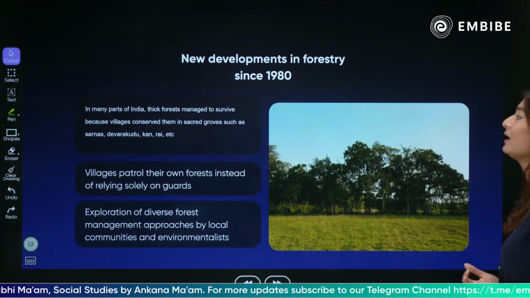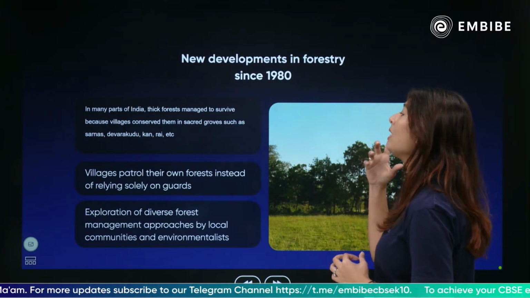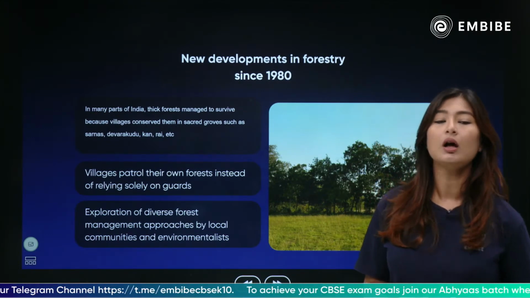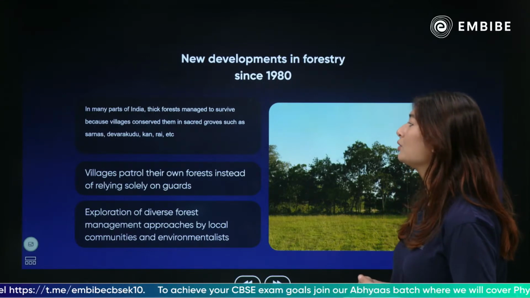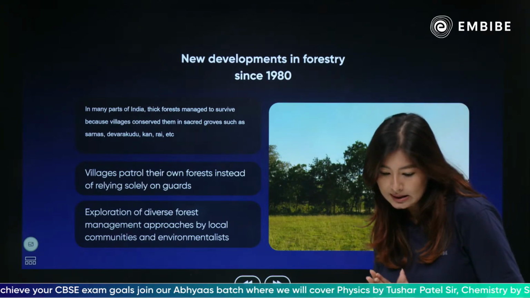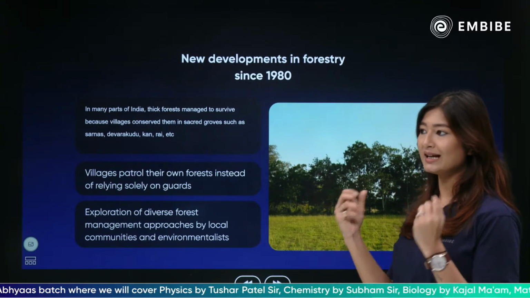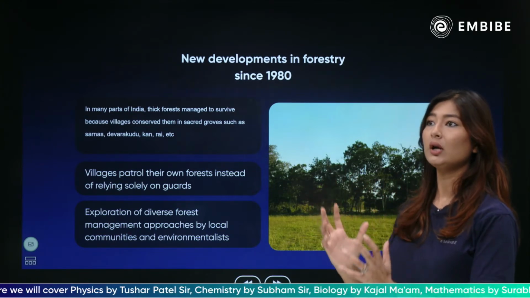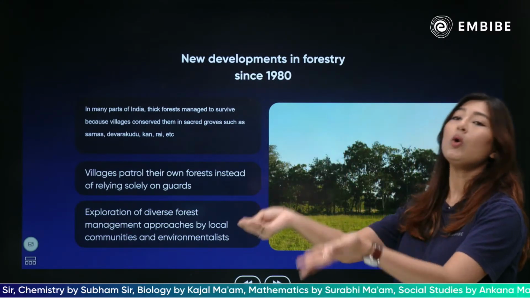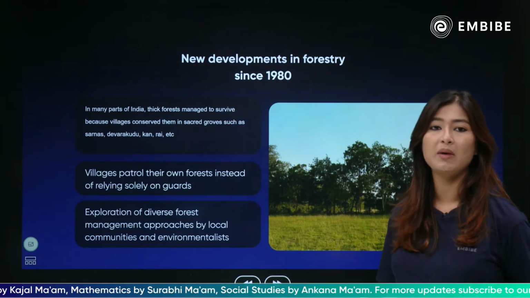In many parts of India, thick forest managed to survive because villagers over there have conserved them in sacred groves such as the Sarnas, Devara Kudu, Kan, Rai, etc. तो कई जगह पे आप ये देखोगे कि जो thick forest exist कर पा रहे हैं, that's because the people over there worship them. ठीक है, क्योंकि उन्होंने realize किया, they worship them and that becomes a symbol of your religion, of something that you believe as a superpower. So you tend to protect it more than anything else. और इसीलिए इतने जंगल रह पाए क्योंकि उसकी पूजा की जा रही है, उसको सेक्रेड माना जा रहा है.